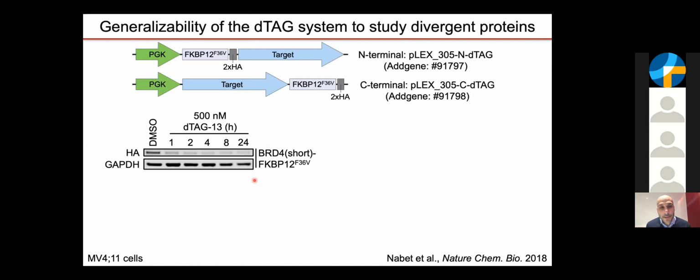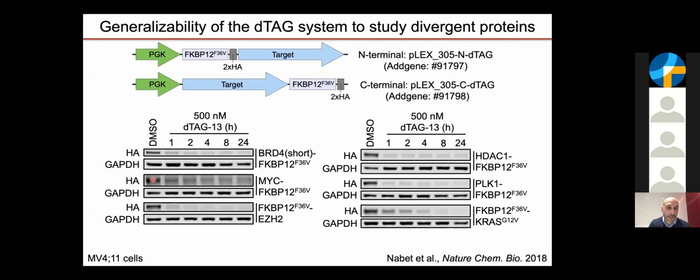And so here we did the simple experiment at the time where we cloned in BRD4 with our FKBP tag, expressed it in these MV411 cells, and then used the DTAG molecule to trigger degradation. And we were really excited to see that we could achieve about 95% degradation very rapidly in the cell line of interest.